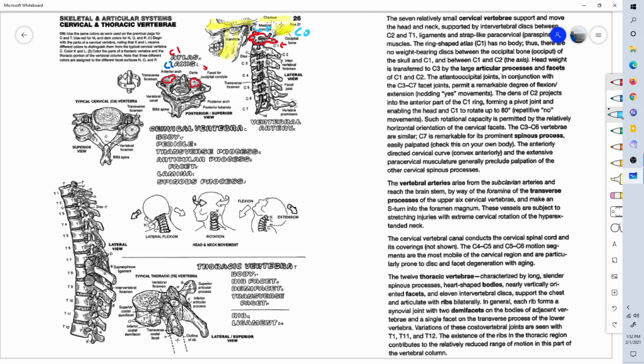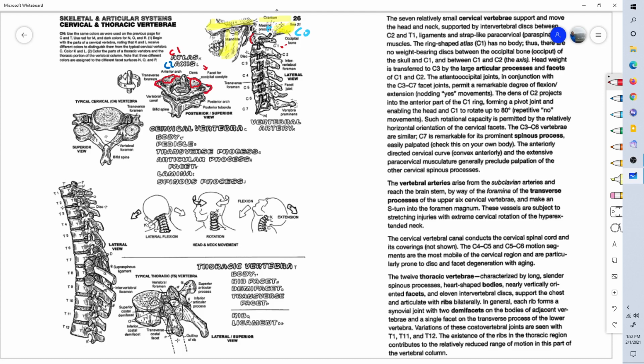And let's talk about the other parts of C1. The front is called the anterior arch. The anterior arch of C1, it's this area right here. What's the front of the vertebra? The transverse process of C1 is right here. It's like the wing on the vertebra of C1 out here.